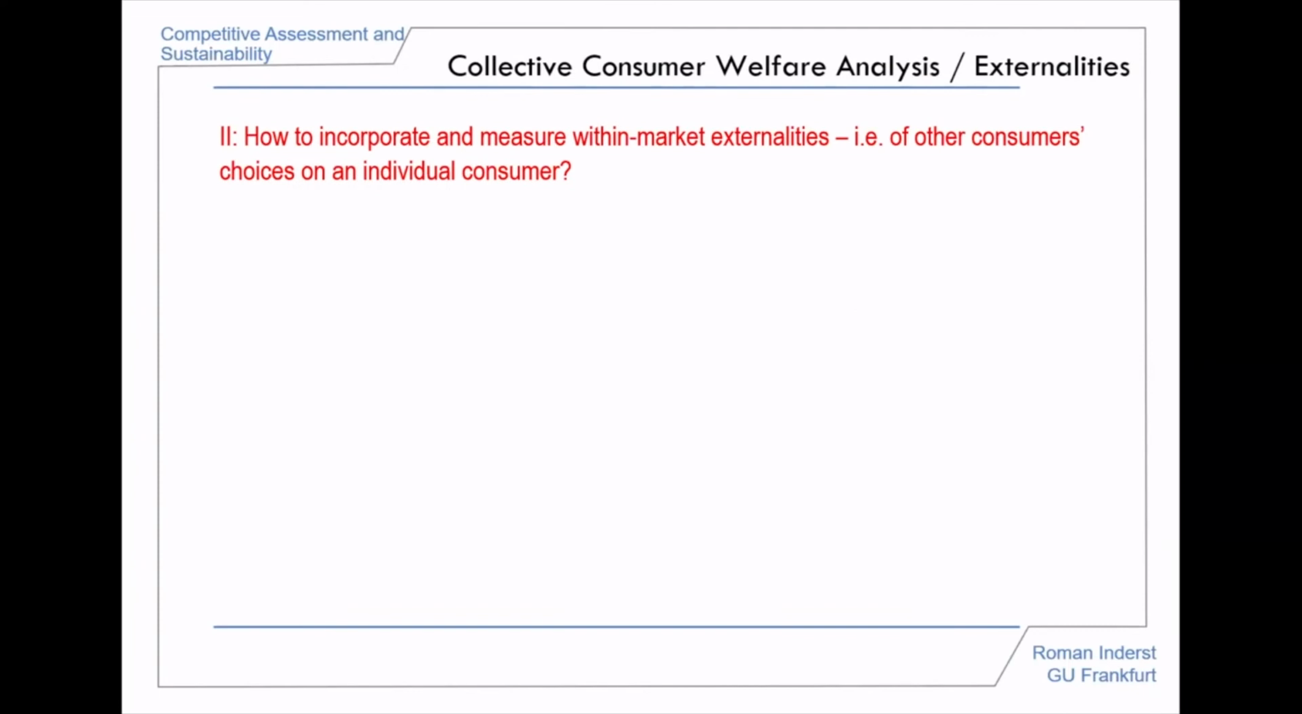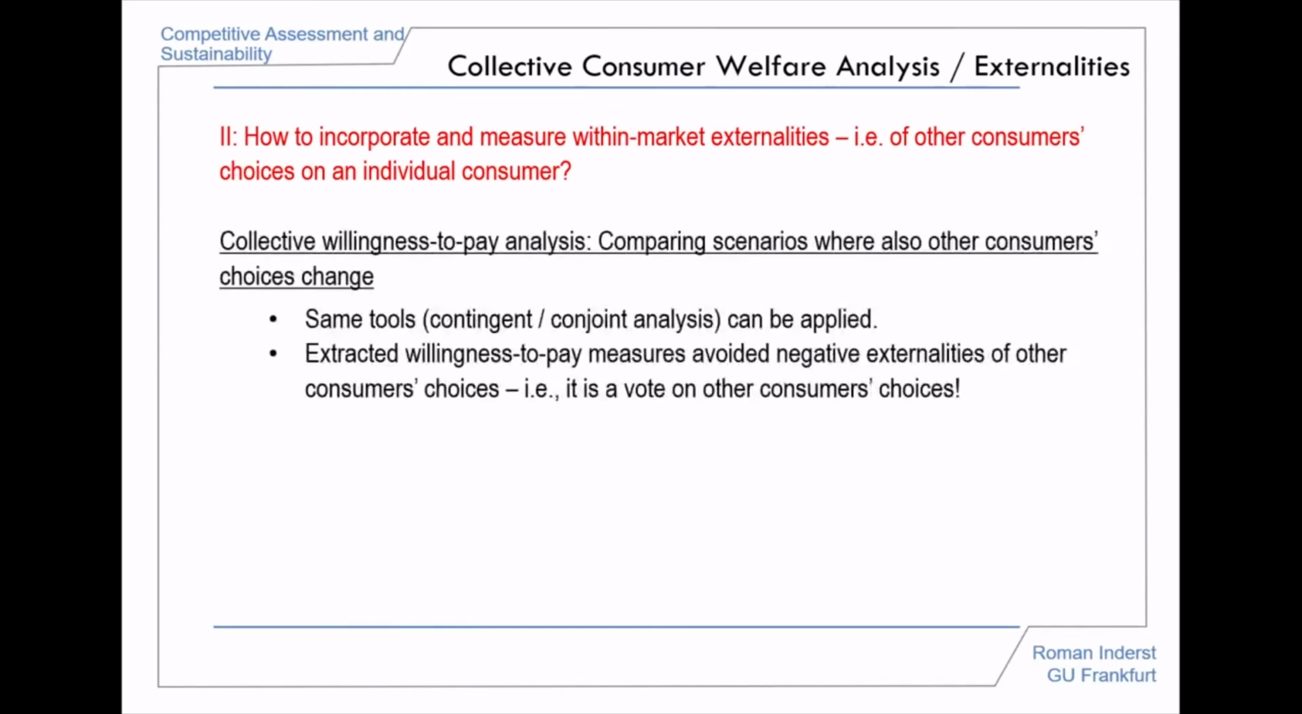This, however, so far is only focused on what the consumer basically wants to do, with his willingness to pay, for instance, to reduce the externalities on others. And now I come to incorporating within-market externalities. This is basically the externalities of other consumers' fuel choices on me as another consumer. And again, we could apply the same tools.